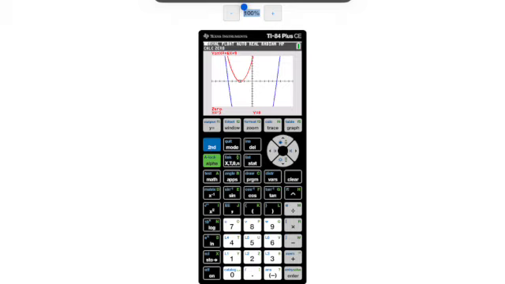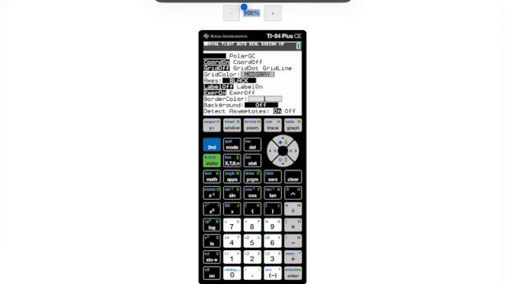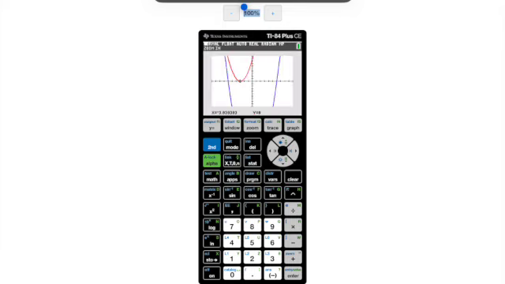So the solution is at negative 3. That's the only one we have. And we could check if we wanted to zoom in right there. We could see that it's only going to cross once.